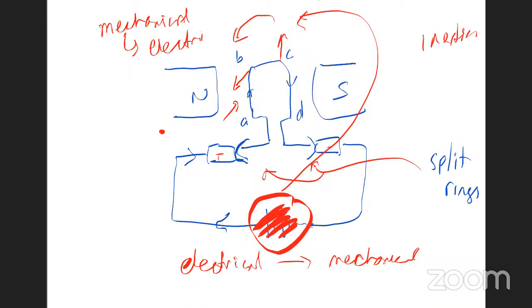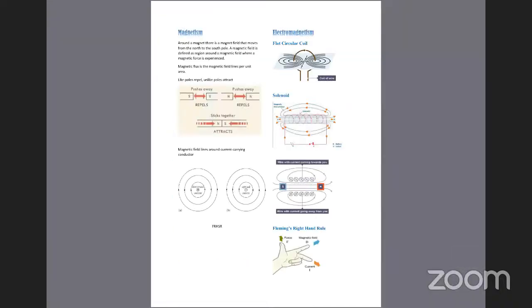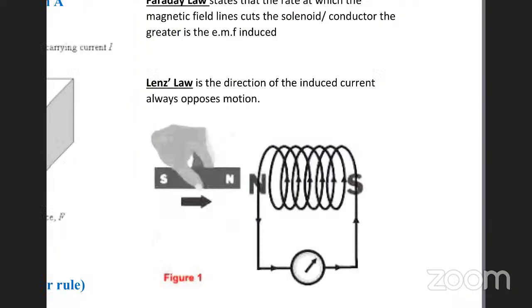What are the laws? Faraday and Lenz's. Very good. What did Faraday say? Faraday said that the faster the conductor cuts the field lines, so imagine you have field lines, the faster the conductor cuts them, the bigger is the voltage. And Lenz said that the direction always opposes motion. All right. So the direction of the induced EMF is such that it will always oppose the motion. Right? These are the laws here.